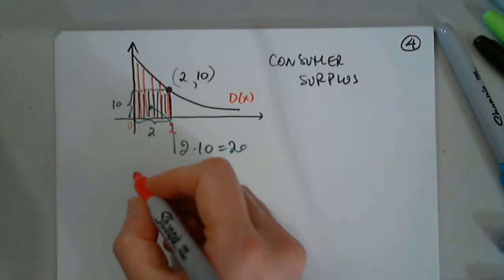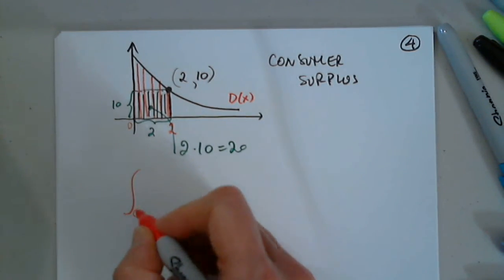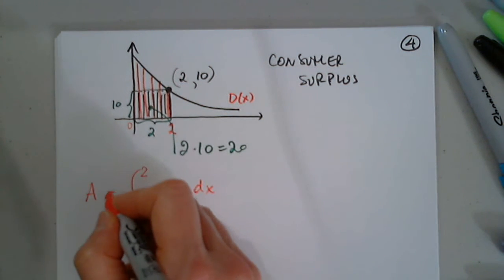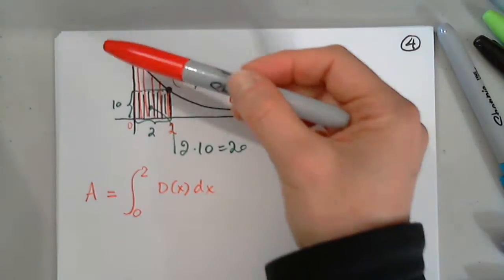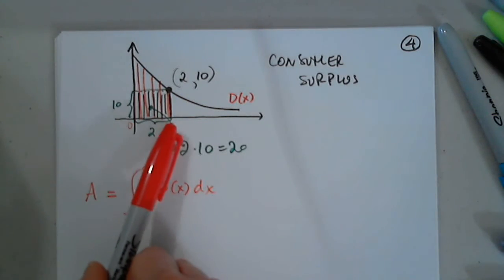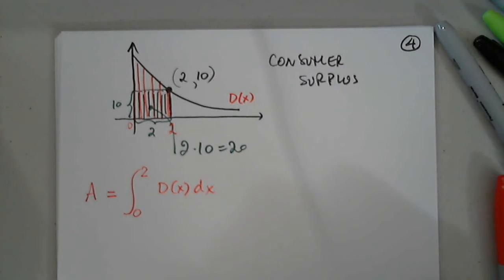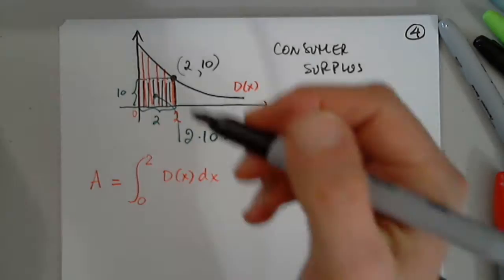Do you get the equations with both lines and then find the integral from 0 to 2 of d of x dx? This is the area, right? So the area under the graph is the definite integral between 0 and 2 of d of x dx. Would we agree with that? Yeah. Good.